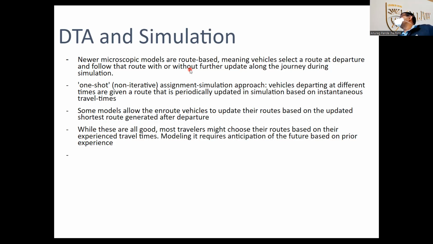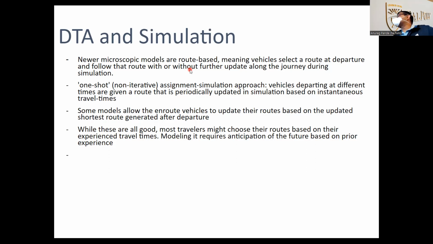One-shot, non-iterative assignment simulation approach is that vehicles departing at different times are given a route that might be periodically updated in simulation based on what we call the instantaneous travel time. We'll talk a little bit more in depth about this. We're even going to solve some problems on instantaneous travel times. And then some models allow en route vehicles to update their routes even after they depart; there might be nodes in the network where they can update their paths.